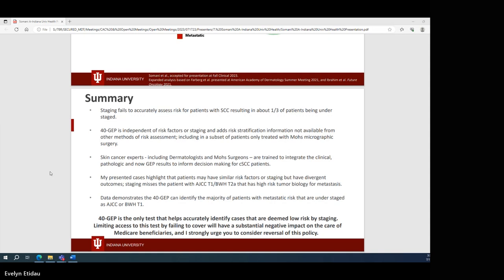The test can inform risk-aligned decisions, such as ART, as in the two cases I discussed today. The treating clinicians ordering this test are skin cancer experts, and we can integrate in a meaningful way the GEP test results into existing risk assessment to help make better informed decisions for our patients. So I want to again reiterate that this test really allows us, in conjunction with what we currently use, to properly prognosticate our patients and appropriately treat them and manage them.